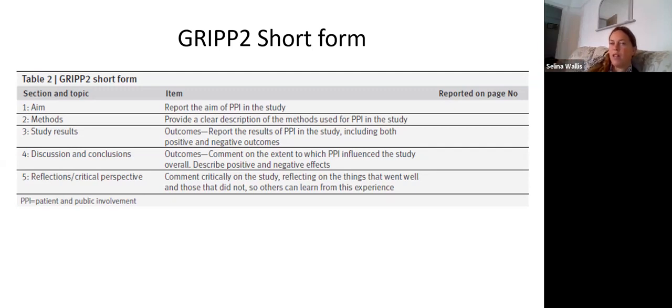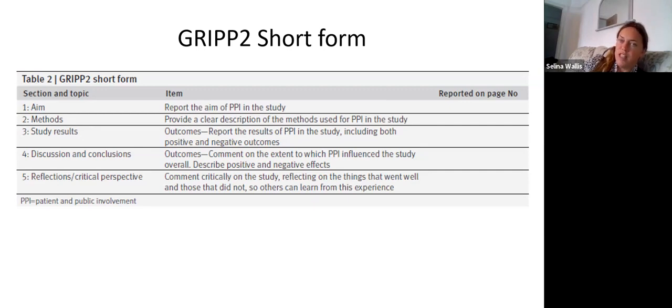Some people are very worried about the idea of using GRIPP2 because journals can be very prescriptive about the way that papers are written and the word count, and it could be a bit of a worry to think about how we're going to add in all these extra words or this extra table. So you're going to have to go to the journals and find out whether they accept tables, whether this is going to affect the word count, but possibly a way around it is to put it in an appendix so that people can see that. And I would still expect to have a small amount of information about public involvement in the actual paper itself, but then the detail would be in the appendix.